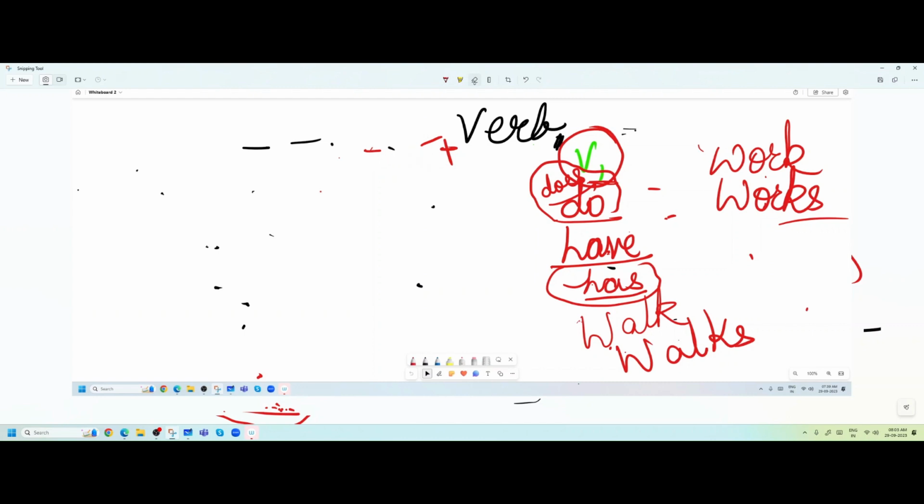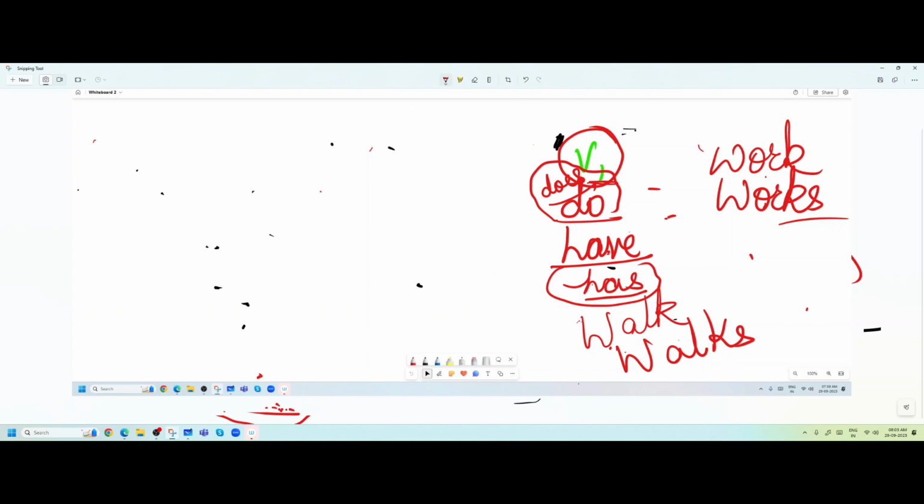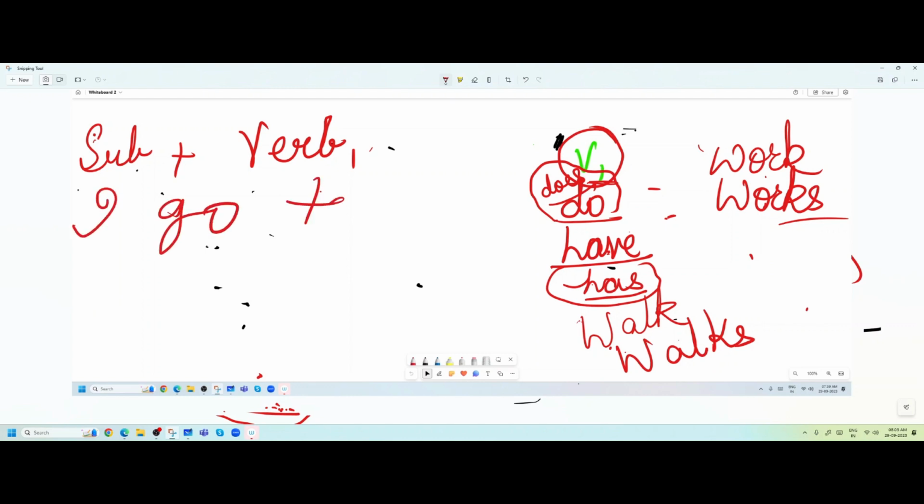I go to office every day. Positive sentence. I go to office every day. Very good, very good. I go to office. That's nice. First, let me put the structure. Subject plus verb in the first form. Clear? So I go to office on time.